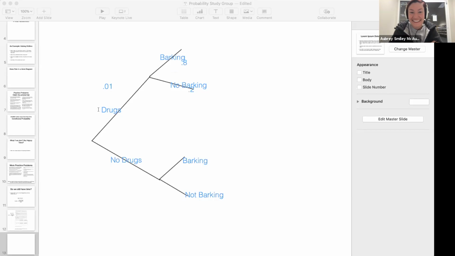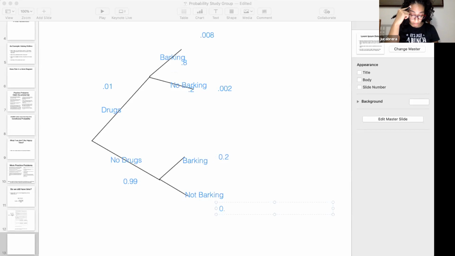So barking, yep. And so then from there, we use the Bayes theorem, and we multiplied 0.80 times 0.01 to give us 0.008. And then we added the instances where the dogs were barking, which was 0.008 plus 0.198, and we got 0.206. Divided that, and we got about 4%.